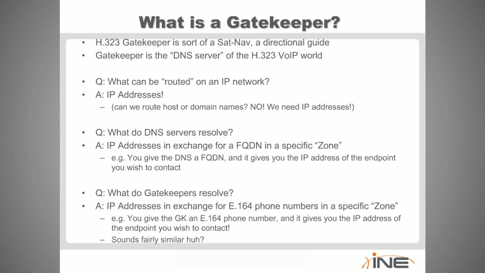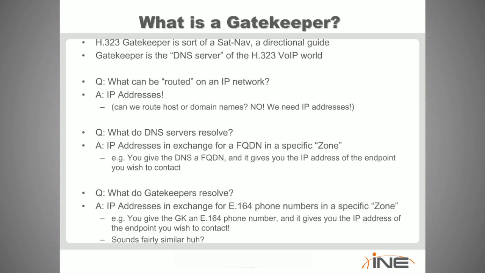Gatekeepers are really no different. What do they resolve? They resolve IP addresses in exchange for E164 phone numbers in a specific zone, just like DNS. Okay, so just like we give a DNS server a fully qualified domain name and it gives us an IP address of the endpoint we wish to contact, with gatekeepers we give it an E164 phone number and it gives us the IP address of the endpoint we wish to contact. Sounds fairly similar, huh?